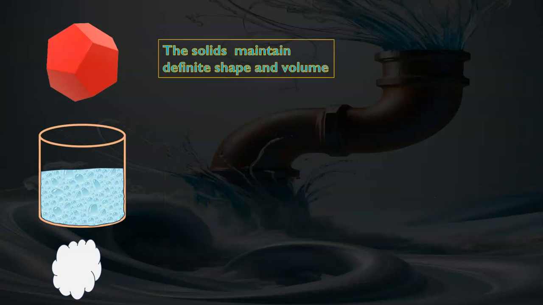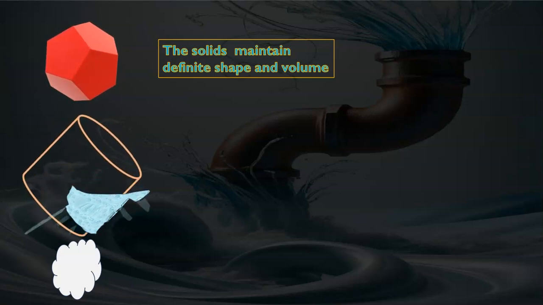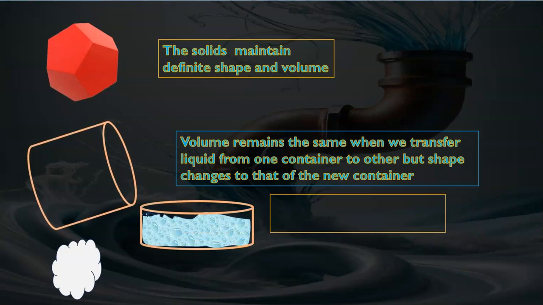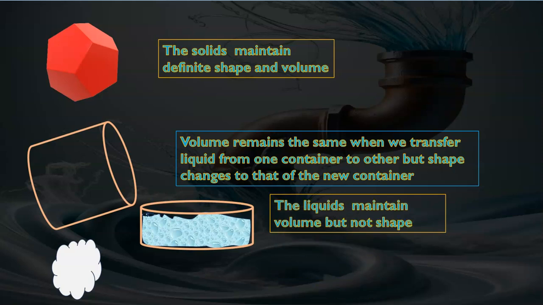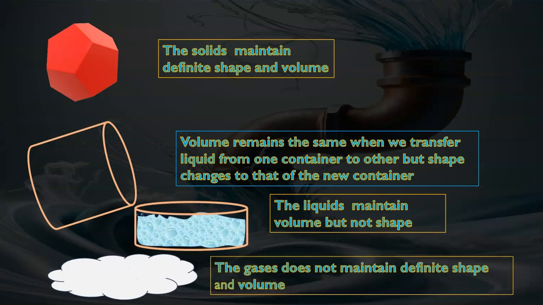In the case of solids, the solids maintain definite shape and volume. In the case of liquid, when we transfer the liquid from one container to other, the volume remains same, but shape changes to that of new container. Hence, the liquids maintain volume but not shape. Now, in the case of gas, the gases does not maintain definite shape and volume.